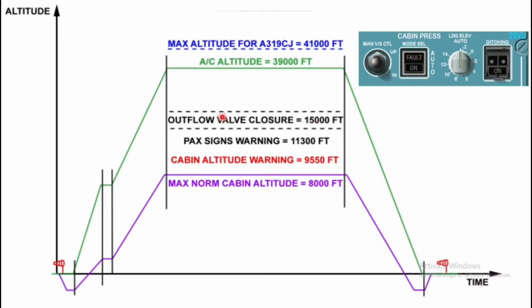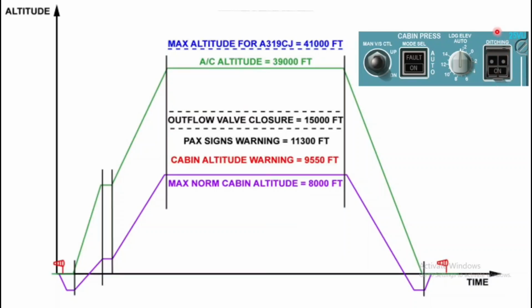Under normal conditions, landing field elevation is selected in auto position, enabling the cabin pressure control computer to use the landing field elevation data from the FMGS, flight management guidance system. That computer will give data to the CPC about the landing elevation position. In all other cases, the landing elevation selector signal overrides the FMGC data, semi-automatic operation, and there is a ditching push button which closes the outflow valve in the case of ditching configuration.